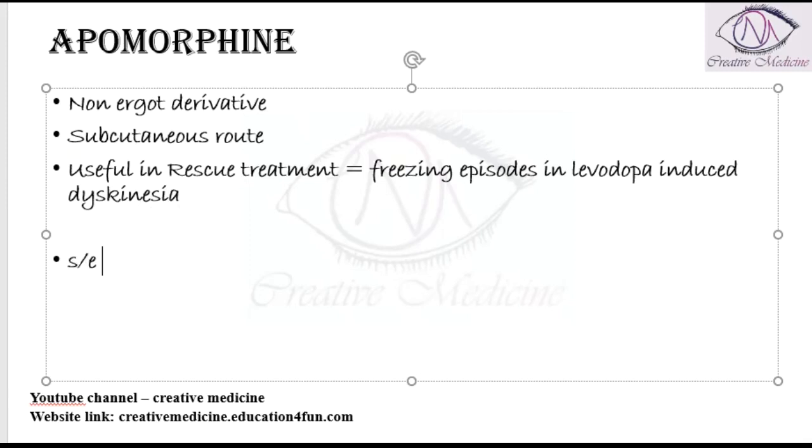But the side effects of apomorphine can cause GI side effects like nausea and vomiting. It can also cause impotence.